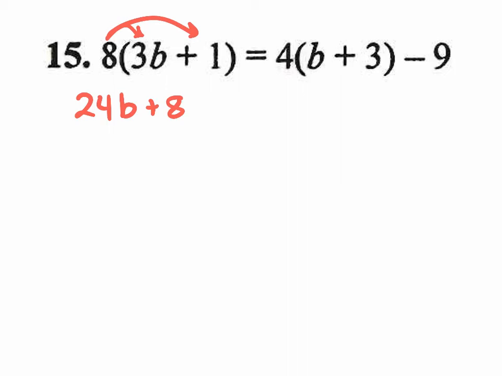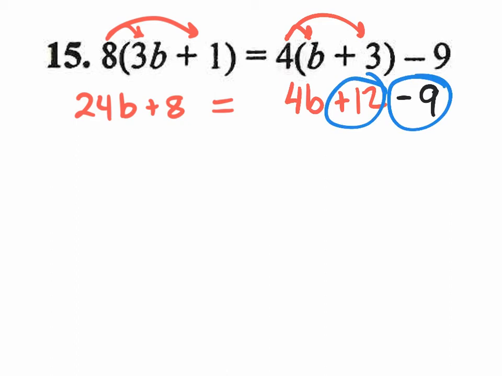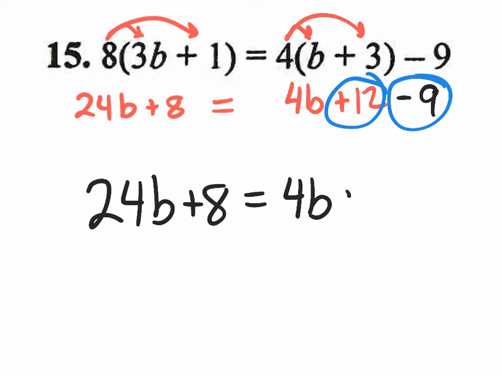Bring down the equal sign, and now let me distribute and combine like terms on the right side. Since there's nothing left to do on the left side, I now move on to the right side. So let's distribute 4 times b, that's 4b. 4 times 3, that is 12. But I still have the minus 9 at the very end. So before solving, I need to do combining like terms after distributive property. So I could combine the 12 with the minus 9, and that'll give me 3. So my new equation, the left side stays the same, 24b plus 8 equals 4b plus 3.